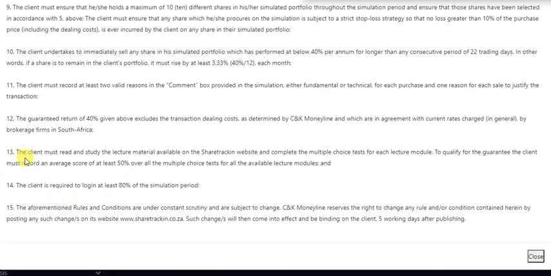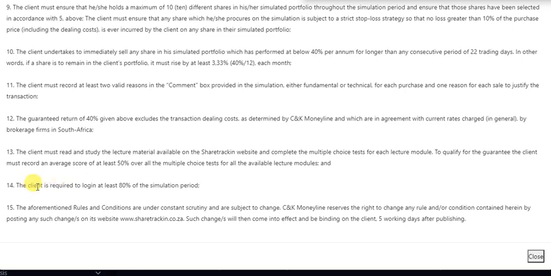13. The client must read and study the lecture material available on the ShareTracken website and complete the multiple-choice tests for each lecture module. To qualify for the guarantee, the client must record an average score of at least 50% over all the multiple-choice tests for all the available lecture modules. We have compiled technical, fundamental and economic lectures that must be done during the 12-month period. You will have to complete these as our goal is to empower you on the JSE with the needed knowledge.